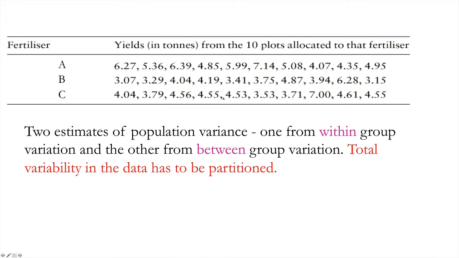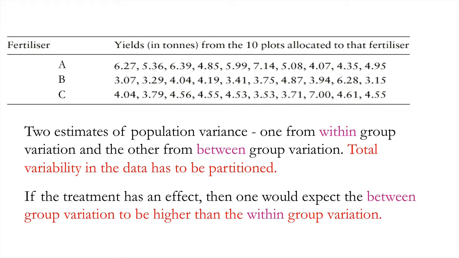between these groups. If the spread in the data as estimated from the variance between groups is higher than the spread in the data as estimated through the variance within groups, then what we might see is a departure of that ratio of the between group to within group variance from a normal F distribution, and this is what the analysis of variance is all about. So if the treatment has an effect, one would expect the between group variation to be higher than the within group variation.